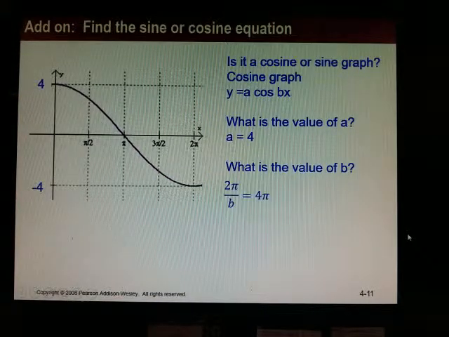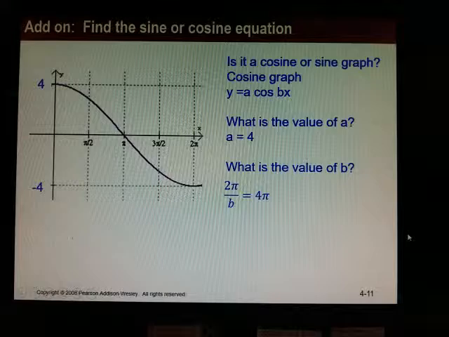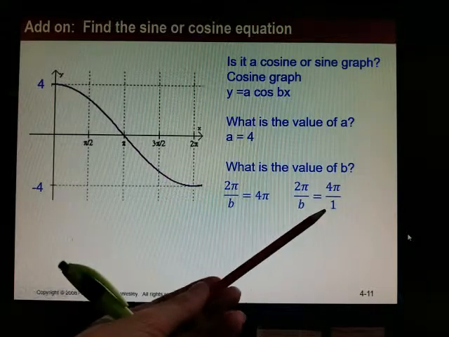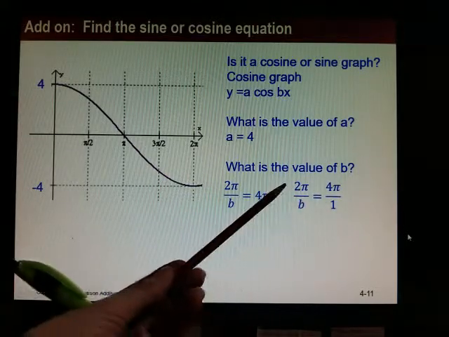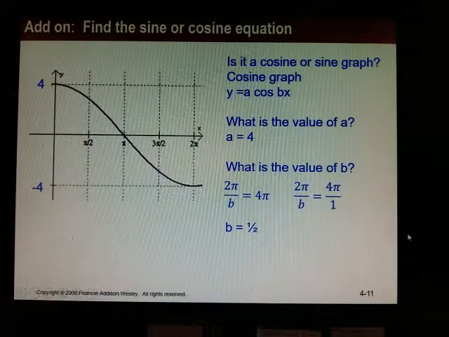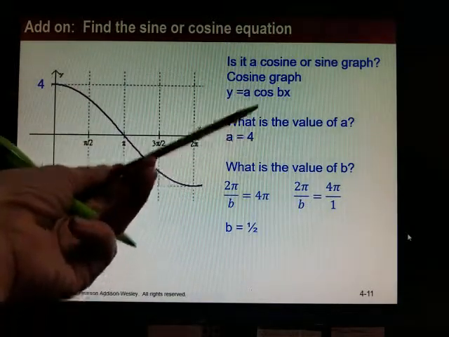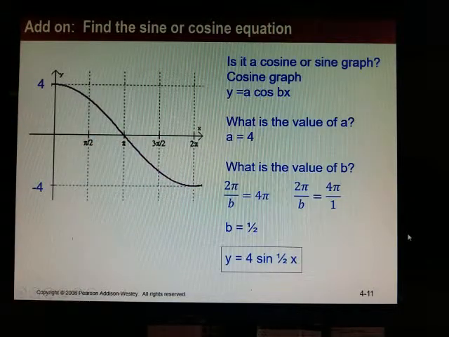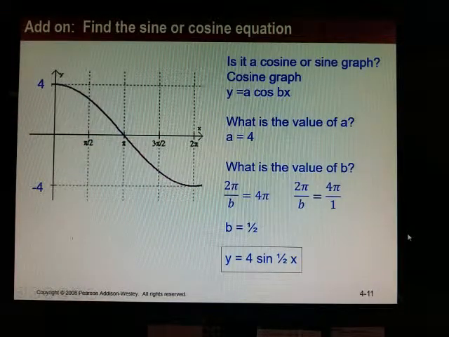So I know 2 pi divided by b equals 4 pi. So I'd say, okay, well, that's 4 pi over 1. So 2 pi times 1 divided by 4 pi. That's how I get b to be 1/2. Now I know a was 4, I know b was 1/2. We fill our numbers in, and there's our answer.